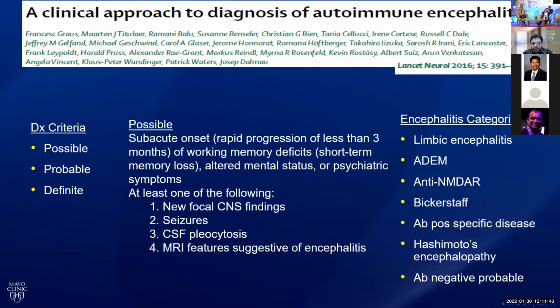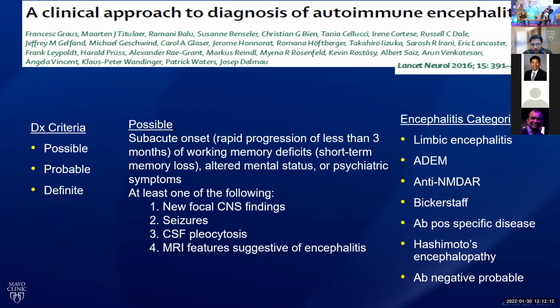So autoimmune encephalitis diagnostic criteria were put out in 2016 by a group of experts in the field. They utilize clinical characteristics which are predominantly present at the time of the patient's initial presentation to formulate these diagnostic criteria, which make these criteria very useful. They divided them, depending upon the level of certainty, into possible, probable, and definite.